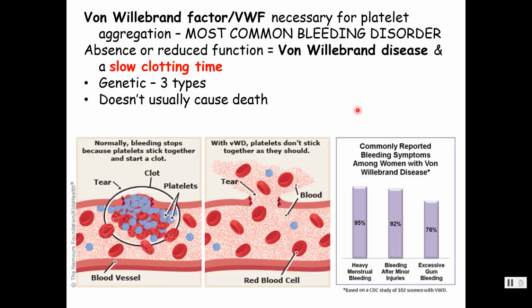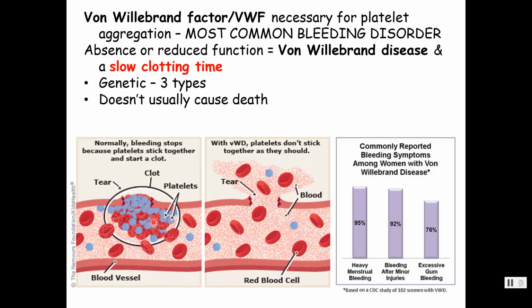So, things that can go wrong with this formation of the platelet plug. There's something called von Willebrand disease. It is the most common bleeding disorder. It is either an absence or a reduced function of that factor. And just like we saw, we're not up to hemophilia yet. We're not really talking about forming a true clot. We're just talking about forming that platelet plug, that temporary soft clot, if you will.